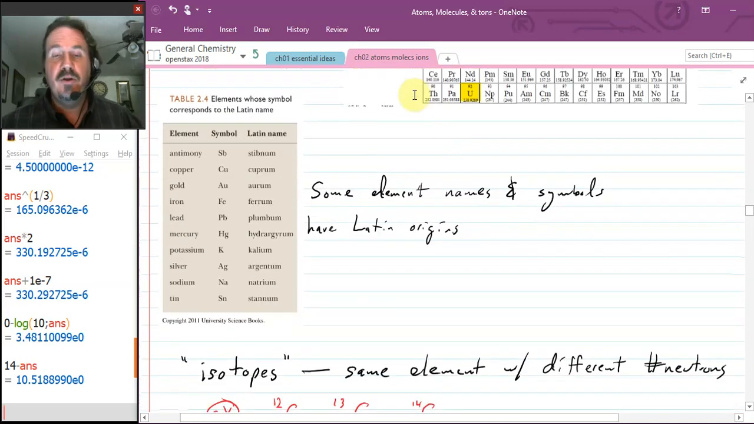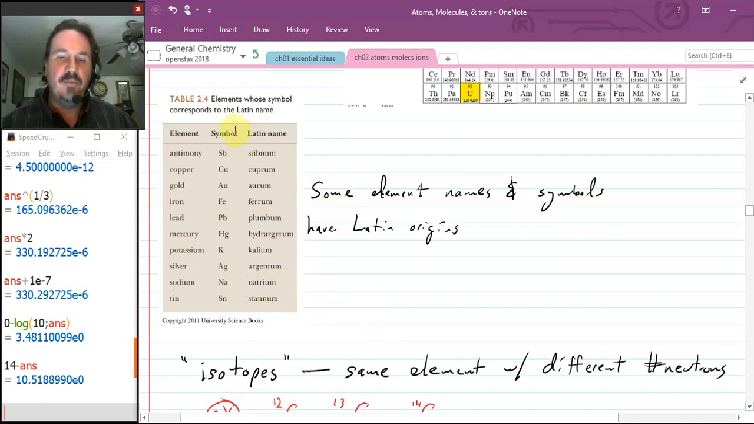Some of these things have been known for quite a while, and the old Latin name for sodium, if you look over here, is natrium. Is that even on this list? Am I missing it? There it is. I just missed it. There we go. Sodium. The old Latin name was natrium, and so Na all of a sudden makes sense.